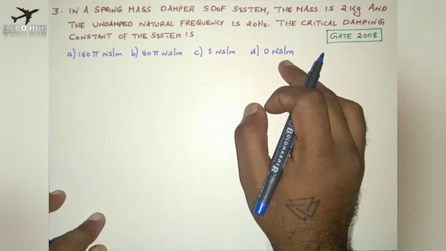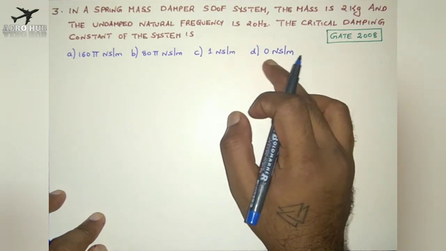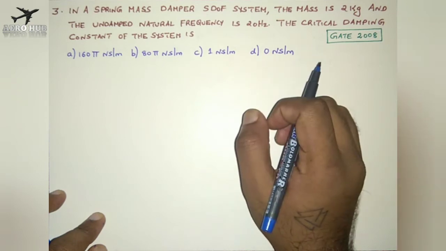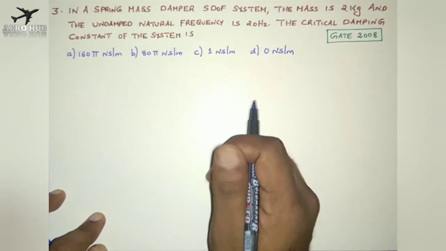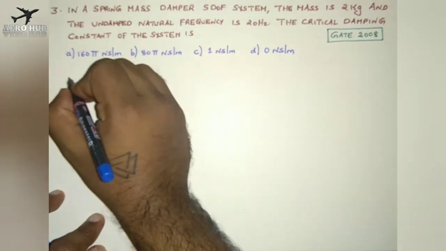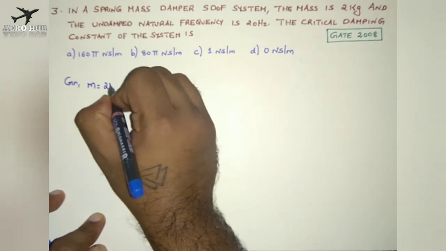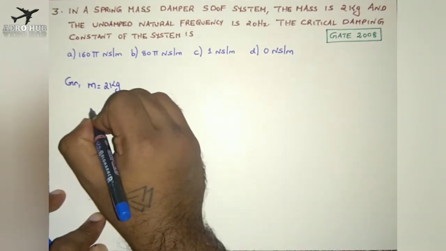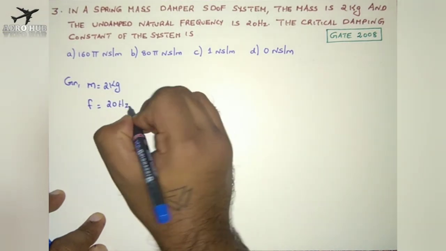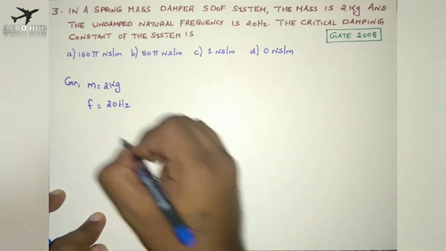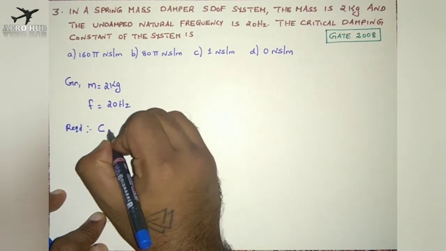The unit is the same for each and every option, and you can't say the critical damping is 0 here, so it will have some value for critical damping. So we have option A to C. Okay, so the given data I can write: mass is 2 kg and the frequency is 20 Hz, and the required data we have to find out is the critical damping, Cc.